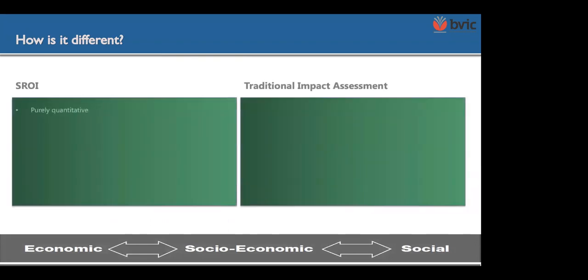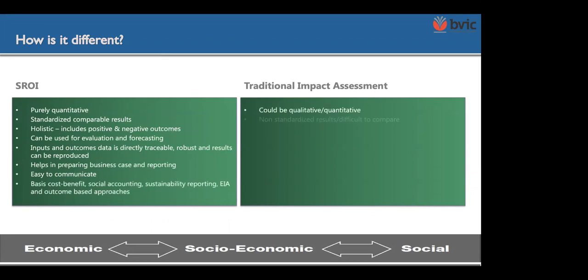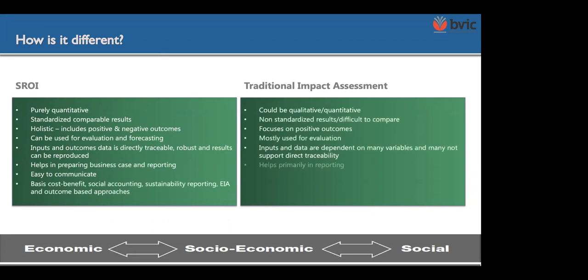So we have done some discussions. Just to summarize, SROI is purely quantitative. It gives you the currency equivalent of benefits that have accrued. We are not saying that when you do SROI, you're going to report only one number. No, it's not like that. It's not only one number that will be reported.